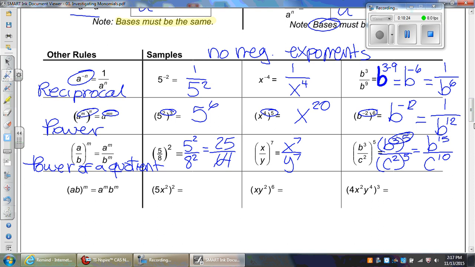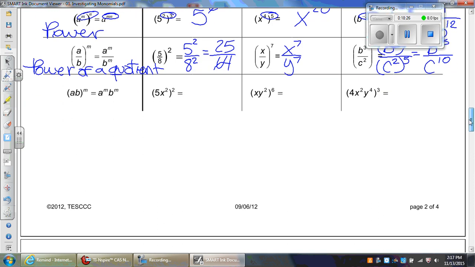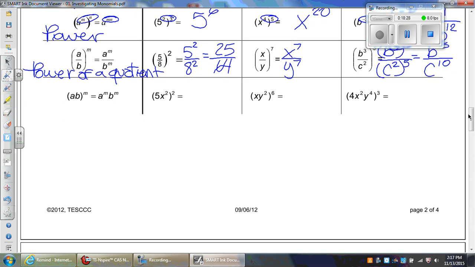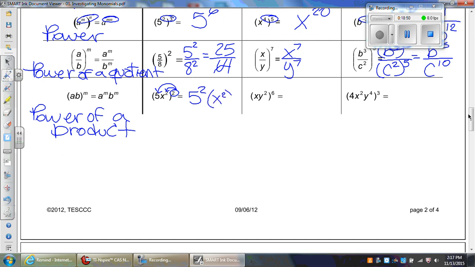Now let's do our next and last row for the section. And this one is called the power of a product. So in this case, we need to distribute the exponent to every single factor inside the parentheses. So it will be 5 squared times x squared to the 2nd power. So 5 squared is 25.